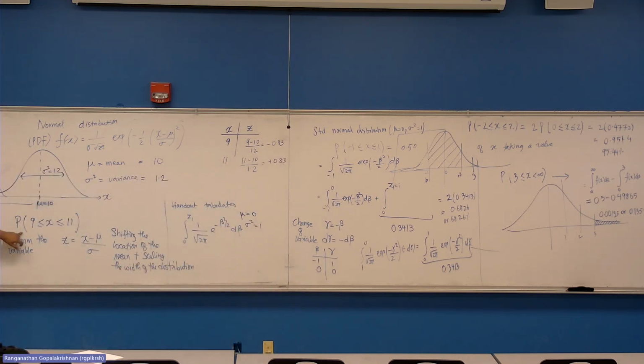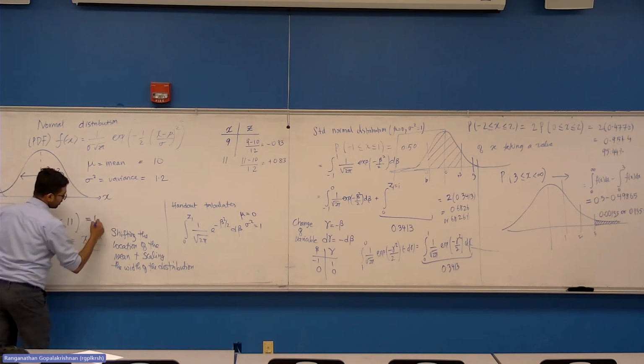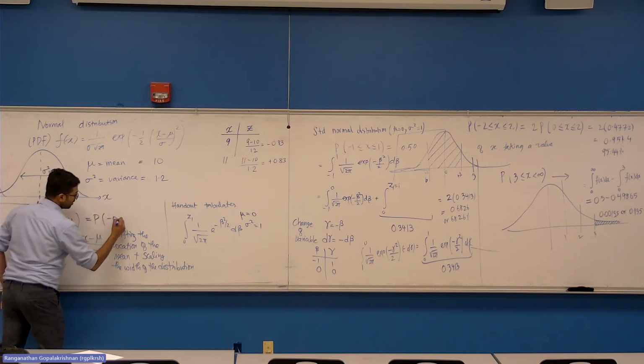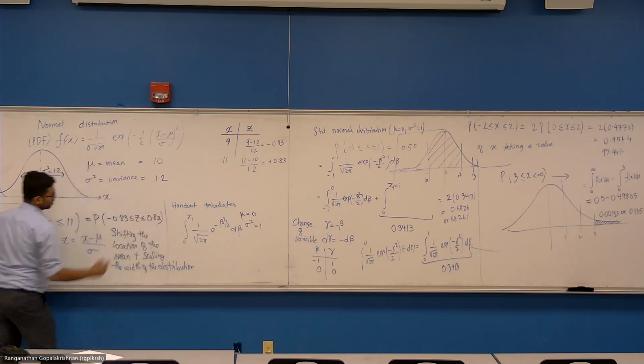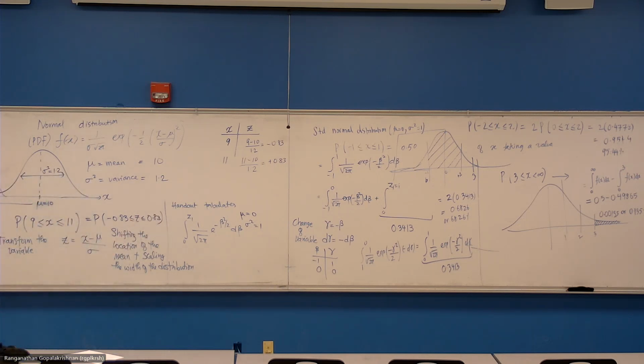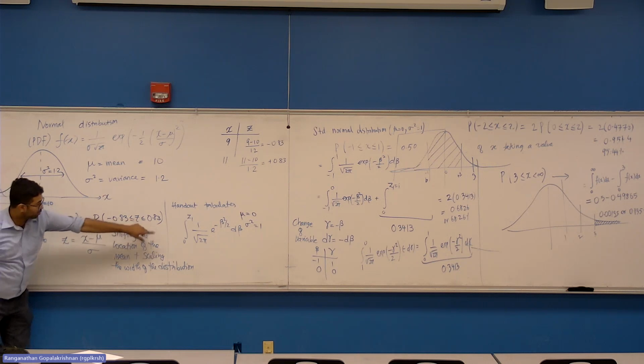So first of all, this statement of x assuming values between 9 and 11 is actually a statement of probability for z assuming values between minus 0.83 to plus 0.83. Do you agree with me? And the rest, can you take it home? You want to calculate the probability for z taking values between minus 0.83 to plus 0.83.